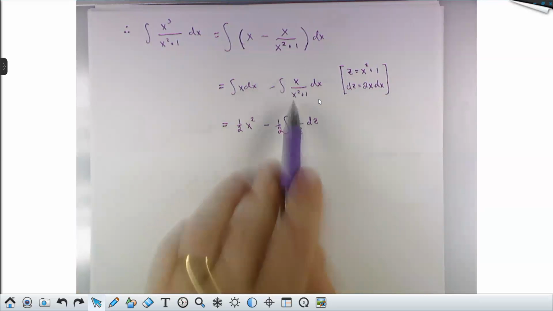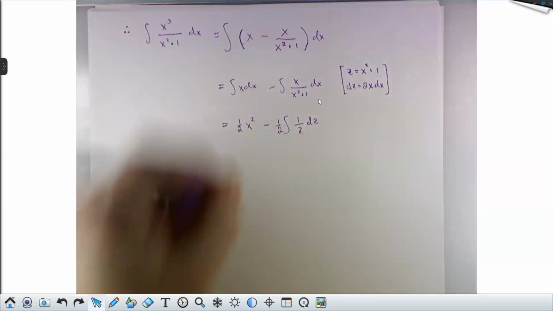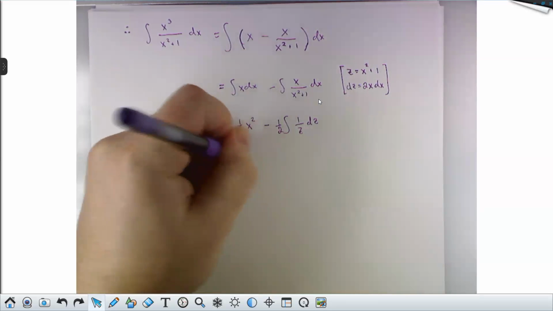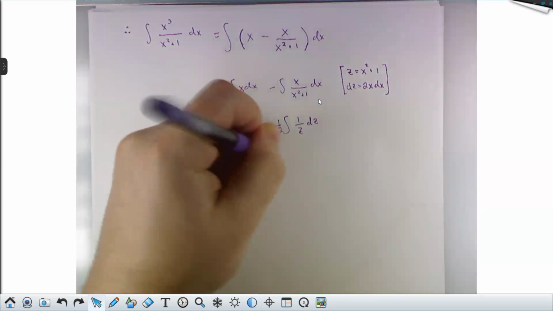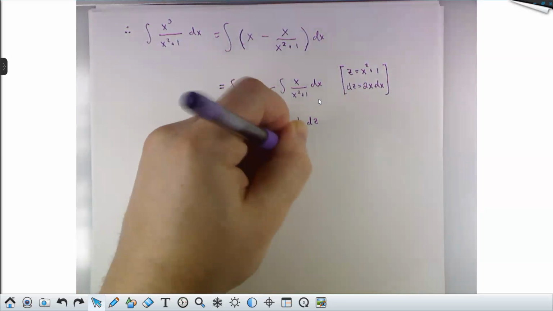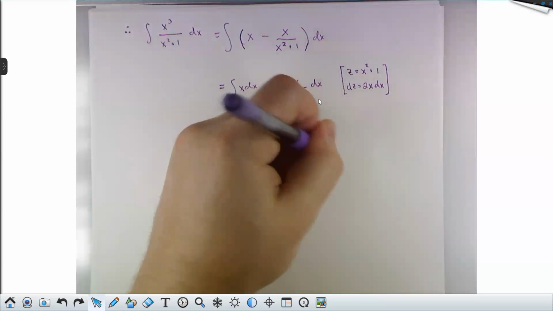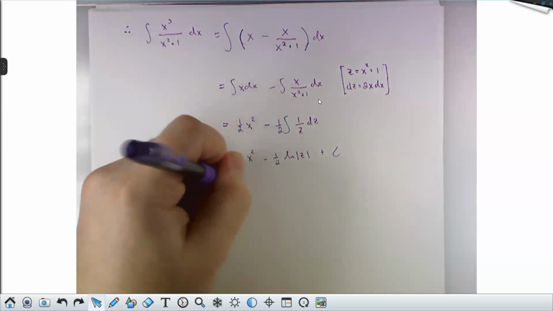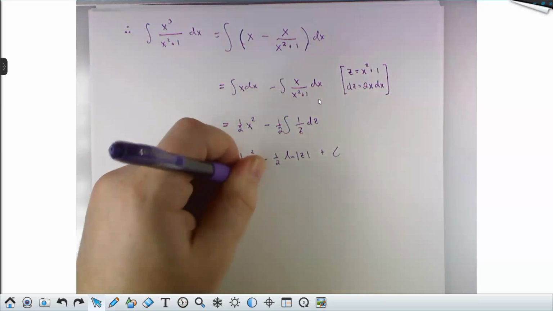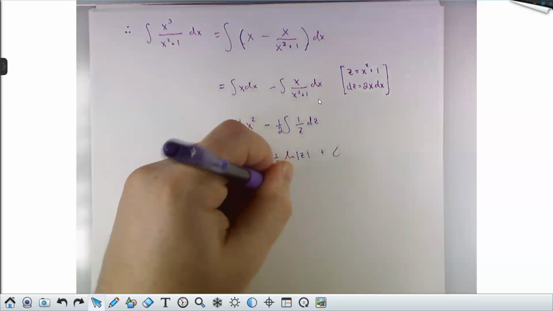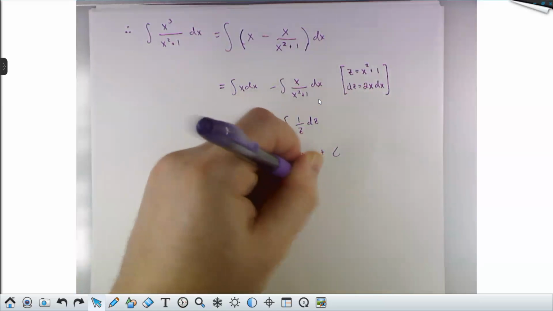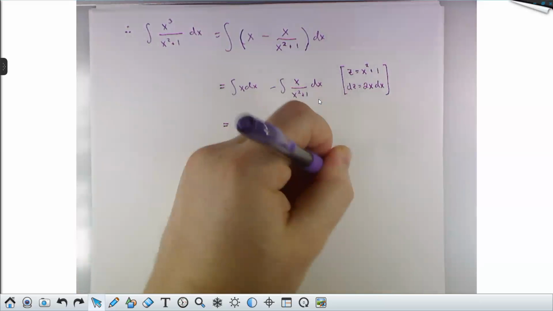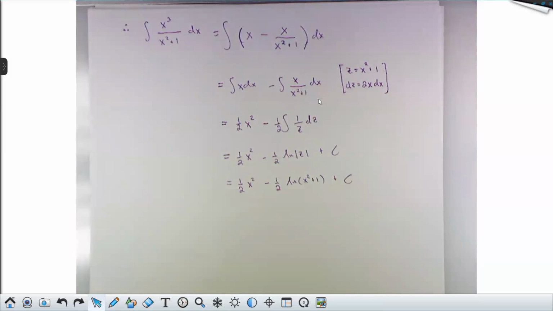And then I'm left with 1 over x squared plus 1, that's 1 over z. So this integral is 1/2 x squared minus 1/2 times the natural log of the absolute value of z plus a constant. And the natural log of z is the natural log of x squared plus 1. I can actually ditch the absolute values because x squared plus 1 is always positive. But if you left them, that would be fine also. Okay?